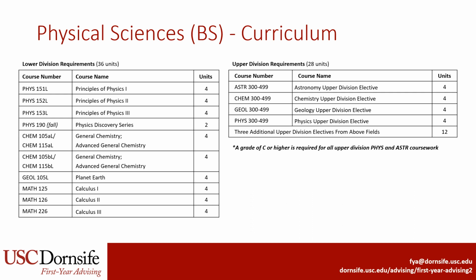The Physical Sciences major is a Bachelor of Science degree popular among students interested in teaching. It requires 3 semesters of physics, 2 semesters of general chemistry, 1 semester of geology, and calculus 3. There are 28 units of upper division requirements, and students are able to select from a list of courses in each category.